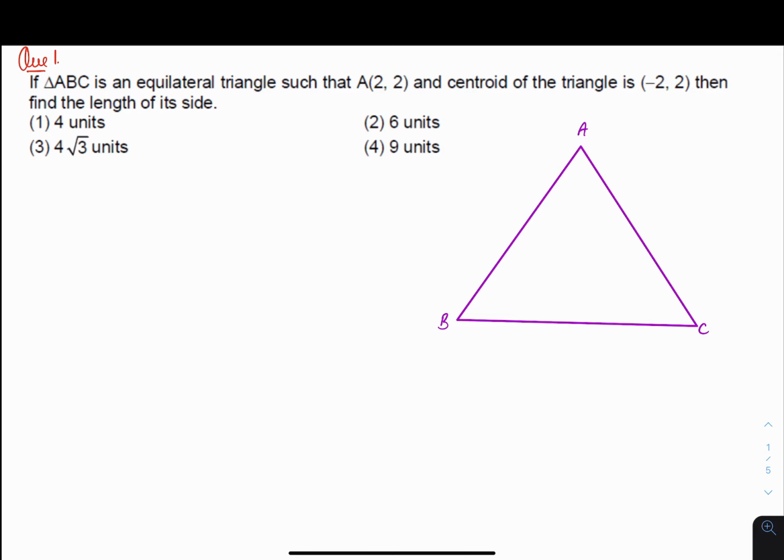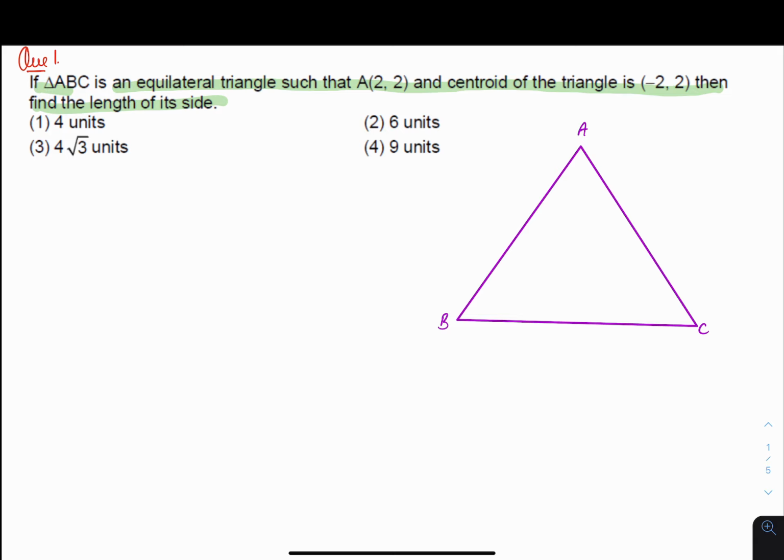So today in this video we are going to do some maths problems that were asked in NTSC Stage 1 Mathematics. So we are going to do some particular problems from mathematics as I have written here. So the question number 1 from last year, that is 2020, is: if a triangle ABC is an equilateral triangle such that A is (2, 2) and the centroid of the triangle is (-2, 2), then find the length of its sides.